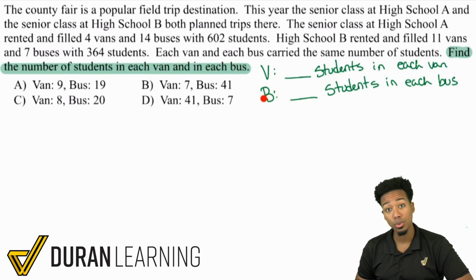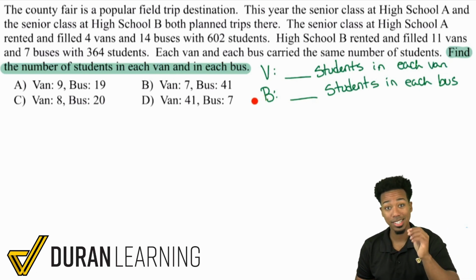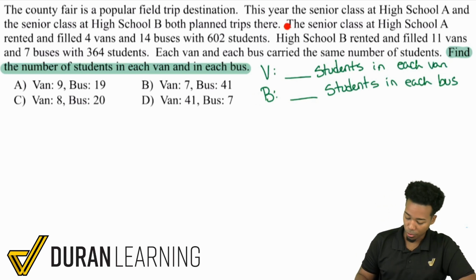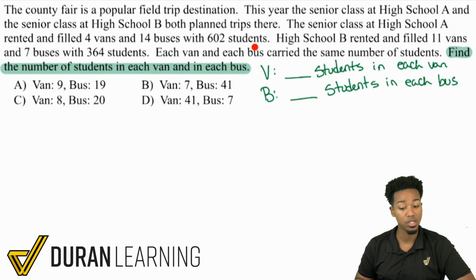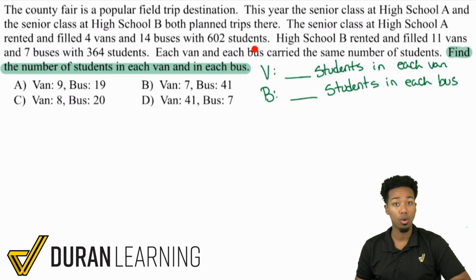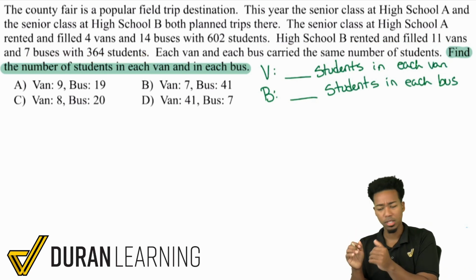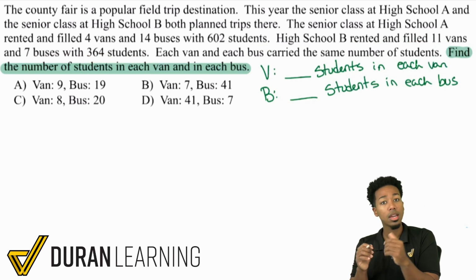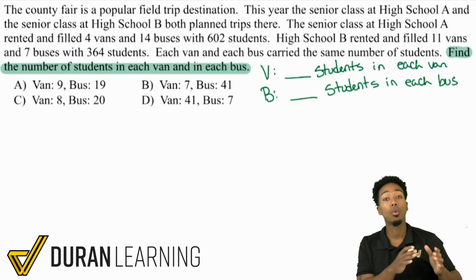Boom. Number 2, the icing on the cake to let you know that this is a system is that you have 2 scenarios. The first one is the senior class at high school A rented and filled 4 vans and 14 buses with 602 students. That is one relationship there. The second relationship is high school B rented 11 vans and 7 buses with 364 students. That's another relationship. So you have 2 variables, number of kids in vans, number of kids in buses, and then you also have 2 relationships, one for high school A, one for high school B.